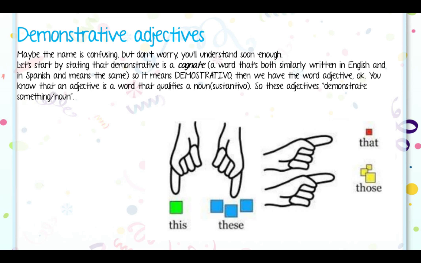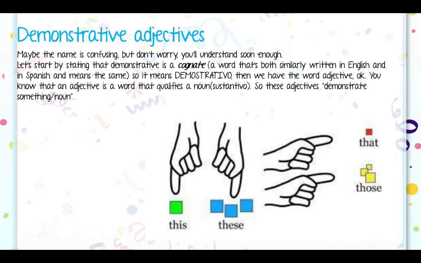Let's start by stating that demonstrative is a cognate, a word that's both similarly written in English and in Spanish and means the same. So it means demostrativo. Then we have the word adjective, and that's a cognate too. And you know that an adjective is a word that qualifies a noun, un sustantivo. So these adjectives demonstrate something.